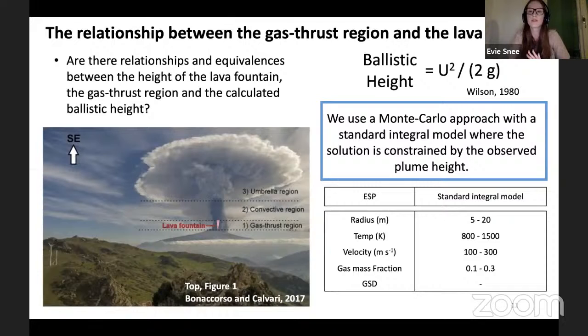To do this, we're going to use a Monte Carlo approach with the standard integral model. What this means is that we'll be running the buoyant plume model, in this case 500 times, over this parameter space with these different variables. For each run in the Monte Carlo, we'll see, does it match our observations? And if so, what was the initial mass flow rate that resulted in that match? That's what we're going to be looking at in the next slide.